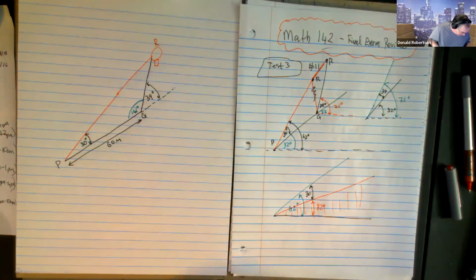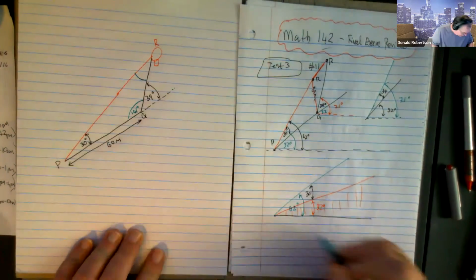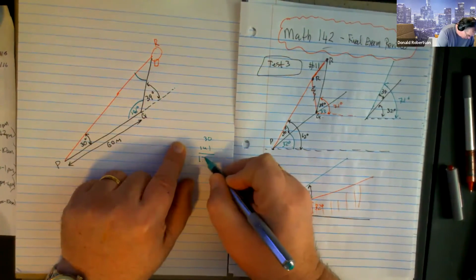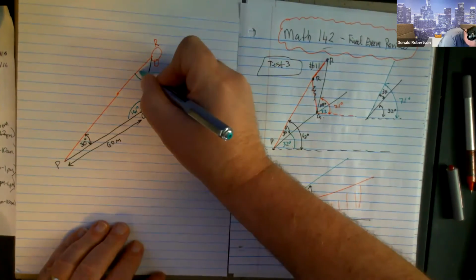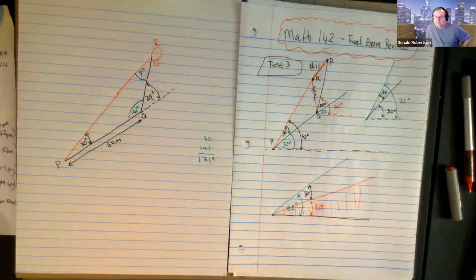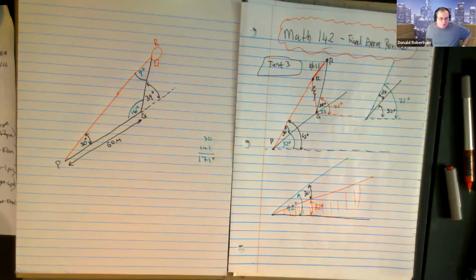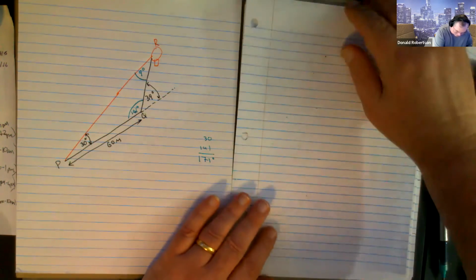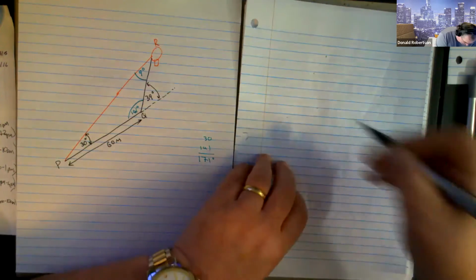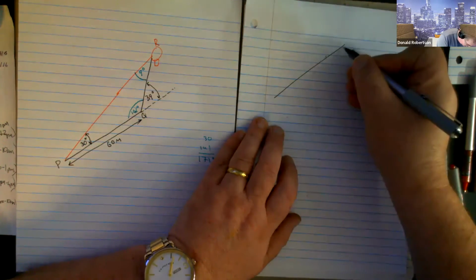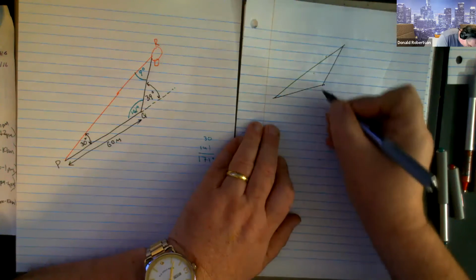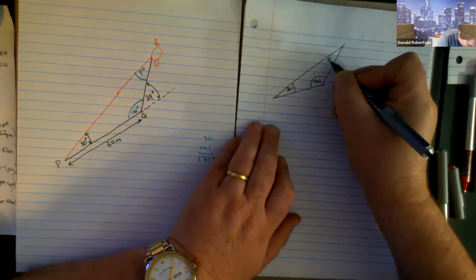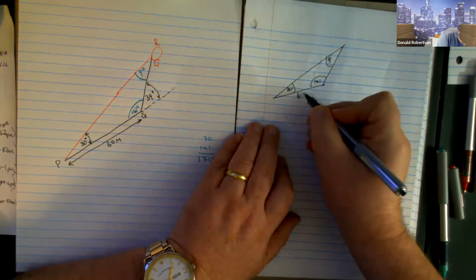Now that I've got that, I realize I can do even better. Because if you add 30 and 141 together, you get 171 degrees. Doesn't that make this little guy up here 9 degrees? So what I've really got is a triangle where I know quite a lot of angles and one of the sides. The triangle is basically this one. This is 141 degrees, this is 30 degrees, and this is 9 degrees. And I know that this distance here is 60.